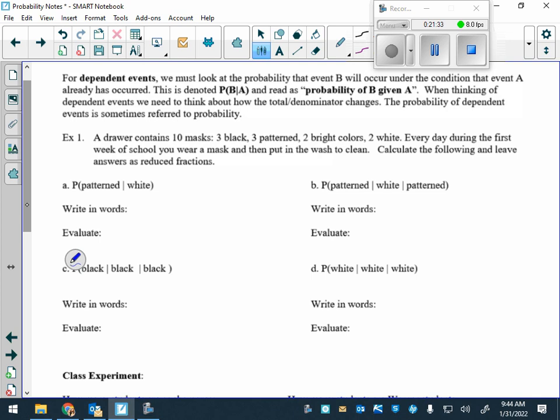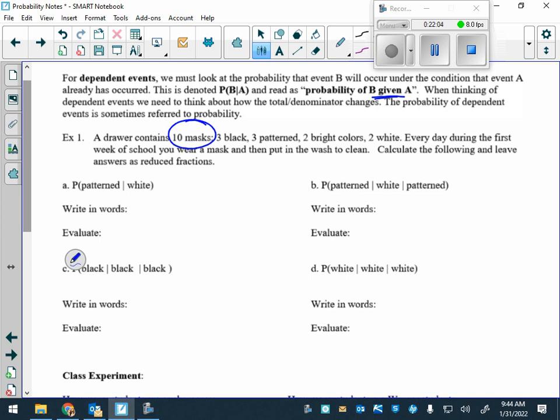Probability of B given that A has already happened. Okay? So the keyword here, "given," means it's talking about something called conditional probability. All right? So if you're looking at this example, a drawer contains 10 masks. That's our total. 3 black, 3 patterned, 2 bright colors, and 2 white.